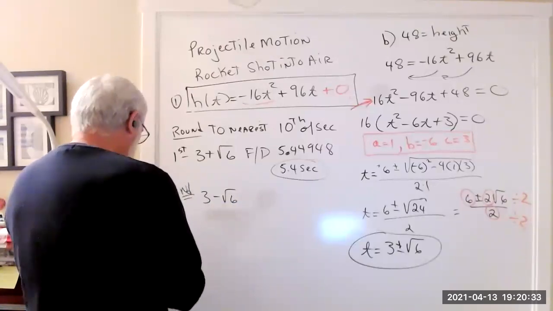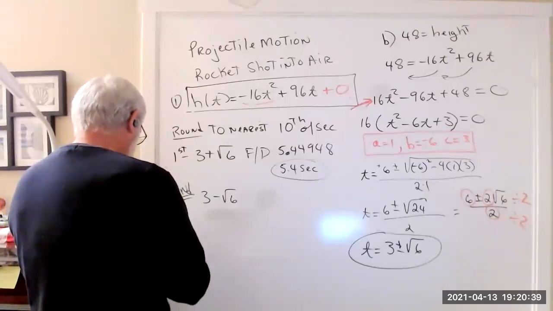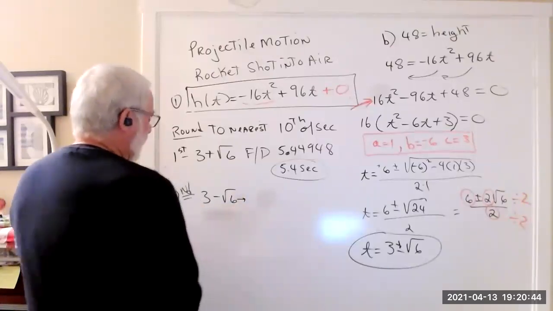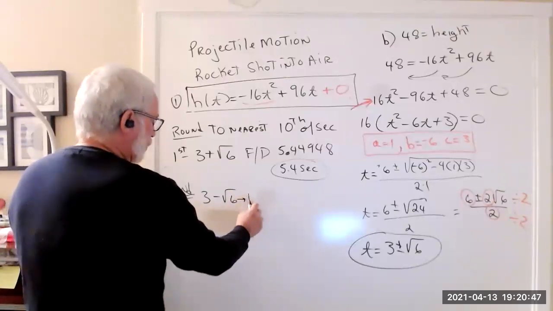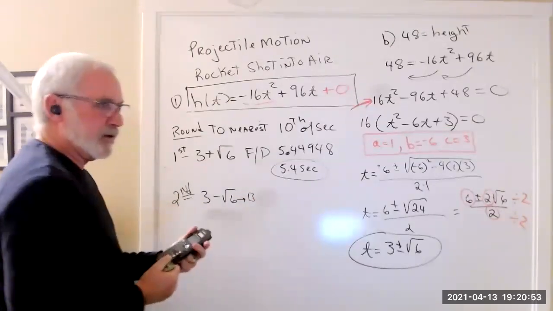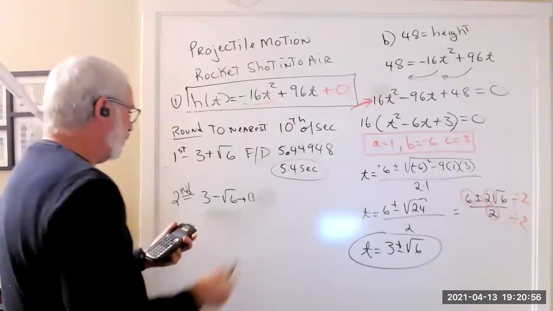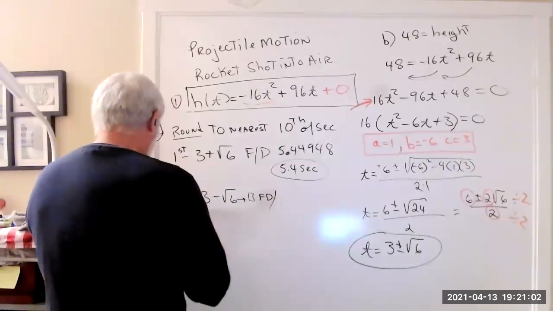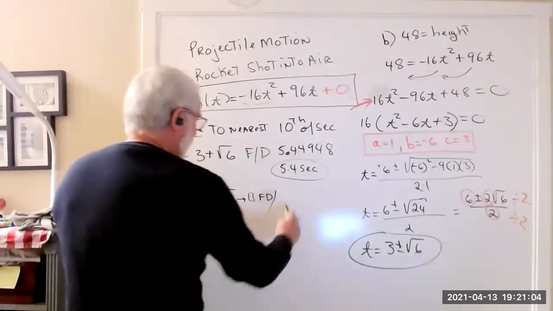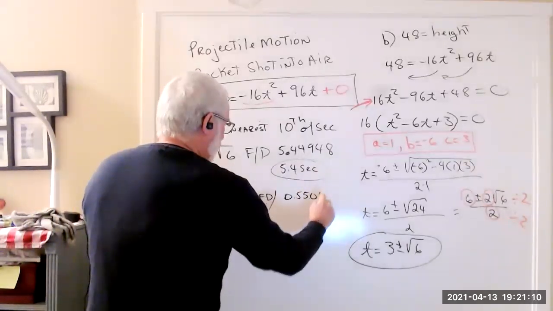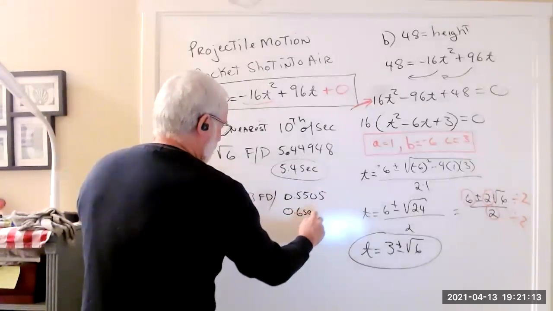Okay, you know what I did? Wait a minute, 3 minus radical 6. Okay, what you're saying is you got to press the arrow to get out from under the radical. So your cursor is out here somewhere. I just automatically hit enter, and that gets me out of there anyway. I didn't even think about it. So thank you for that. Anyway, then you hit the FD key, and I have 0.5505, which rounds to 0.6 seconds.